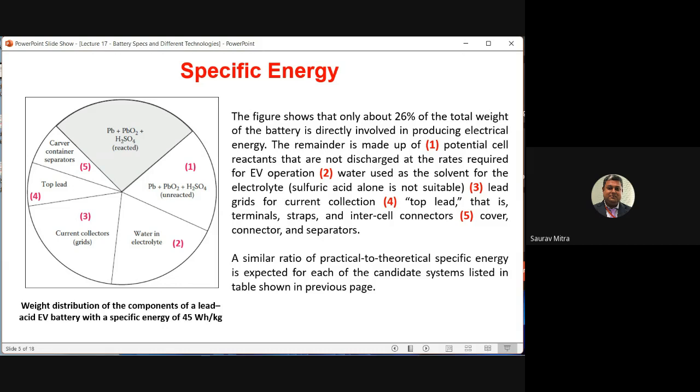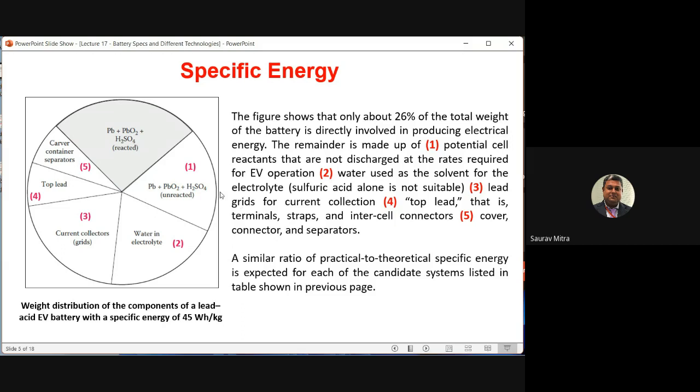So that's why proper generation of battery, or proper selection of materials for battery, is very much important. So it is said here, potential cell reactants that are not discharged. Number two, water used as solvent for the electrolyte. Number three, lead grids for collection. Number four, top lead. And actually grids are made of lead, that is Pb. Okay, and number five is cover, connector, separators. All these things are actually increasing the weight of the battery unnecessarily. I cannot say unnecessarily, but they are actually reducing the specific energy of the battery.